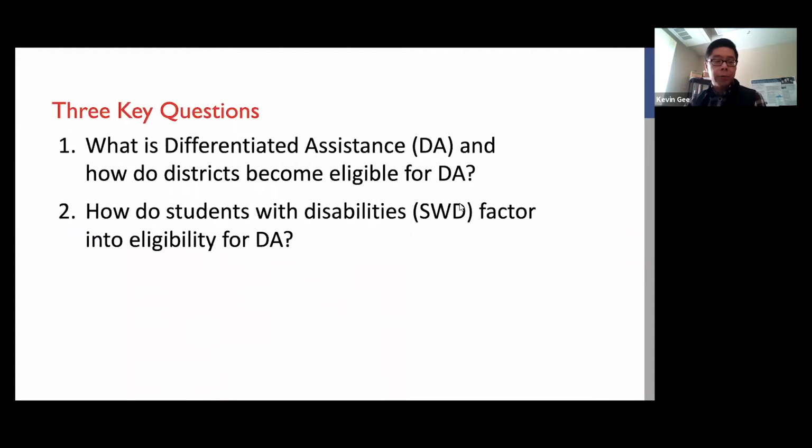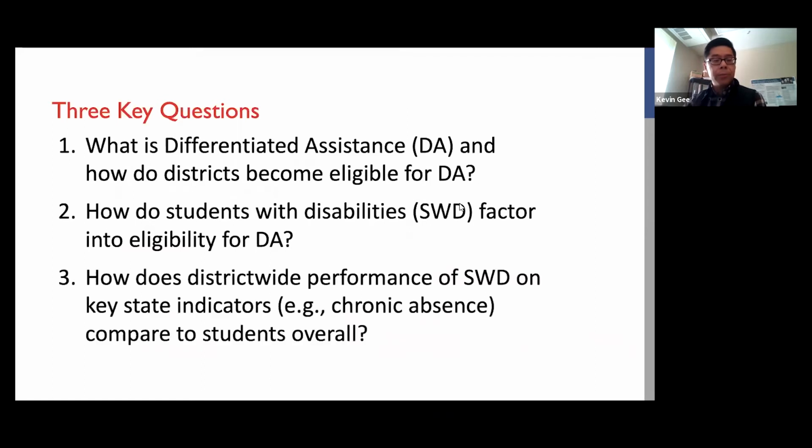Second thing I want to cover with everyone today is how do students with disabilities really factor into that eligibility for differentiated assistance? And then finally, I want to do a bit of a deeper dive on how district-wide performance of students with disabilities looks like on some of the key state indicators that underlie the assistance system, for example, chronic absenteeism, and how does that compare to students overall?